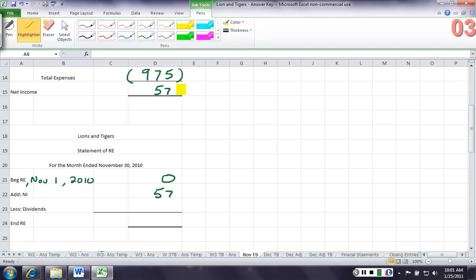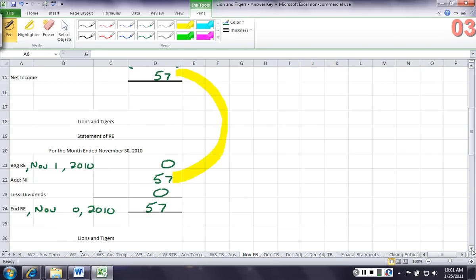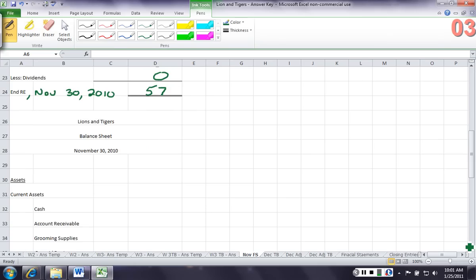Notice this number goes right there. Less our dividends. In this problem we didn't have any, so our ending retained earnings equals our net income in this case. So this is November 30th, 2010. So our retained earnings is $57.